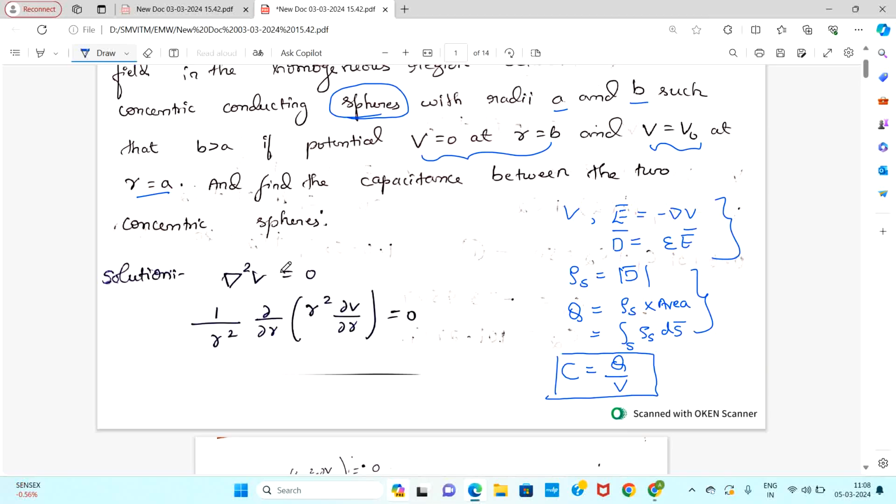So in spherical coordinate system, what is the Laplace equation that you have to take? And as I've already told you, here the condition is given with respect to only radius. So take only the r part of that equation. The remaining two, that is theta and phi, can be ignored. Only the r component is required here. So I have taken the r component of the Laplace equation in spherical coordinate system.